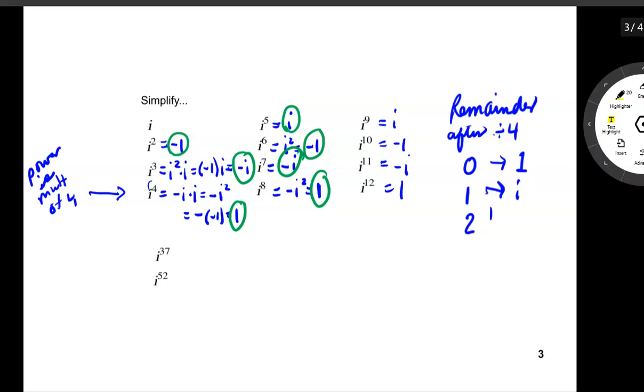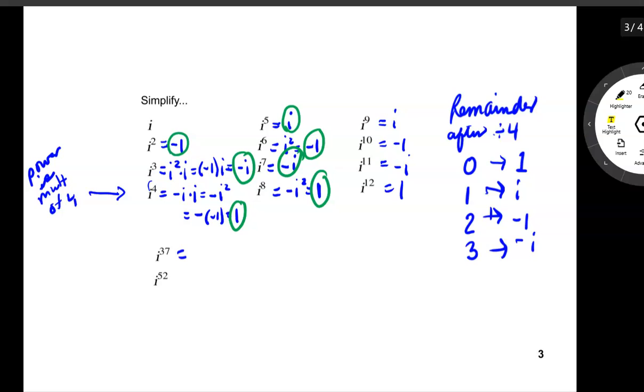What if the remainder is 2? That would be our 2, 6, and 10. That would be -1. And if the remainder is 3, that's the same as 3, 7, 11. If you divide 7 by 4, you have a remainder of 3. 11, divide by 4, it's 8 with a remainder of 3. Those are negative i. So this is how you determine something like i to the 37th.